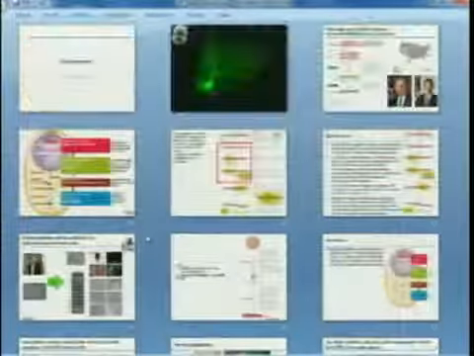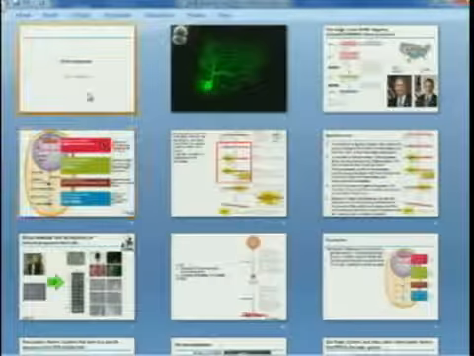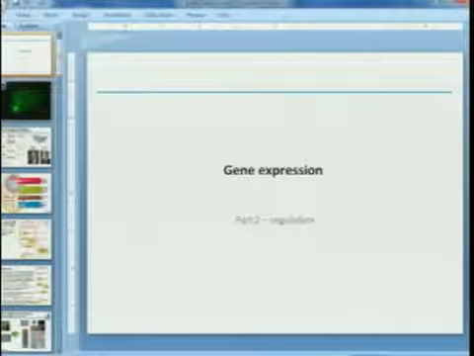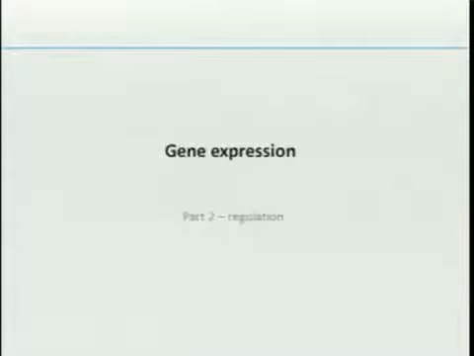And now, woohoo, my favorite bit. Finally, the regulation of gene expression. I promised you last time I'd talk about this, but then I spent the entire lecture talking about the biochemistry.